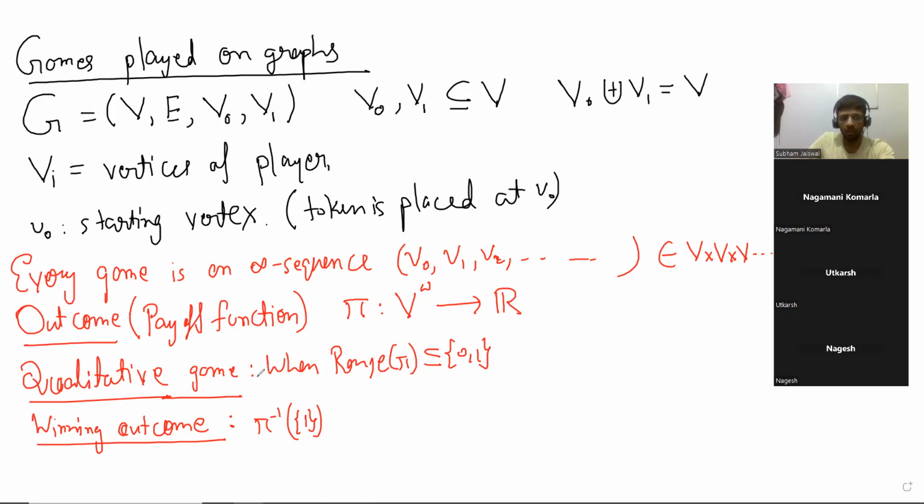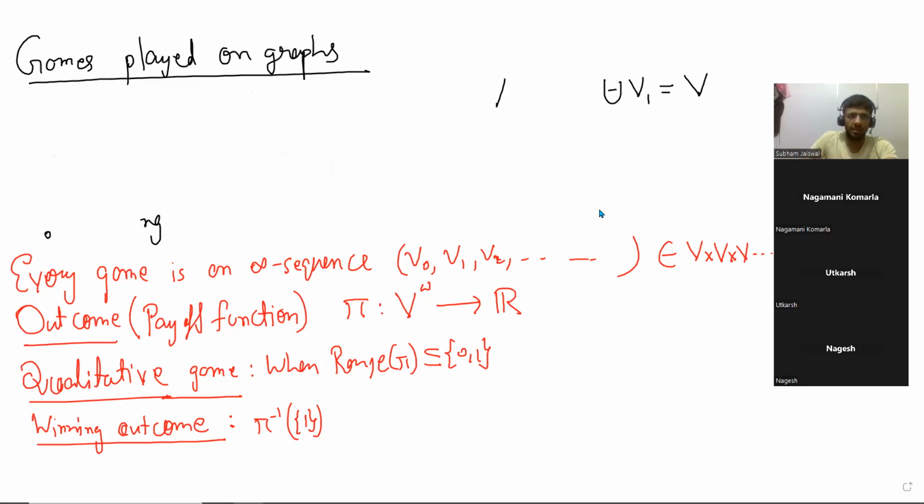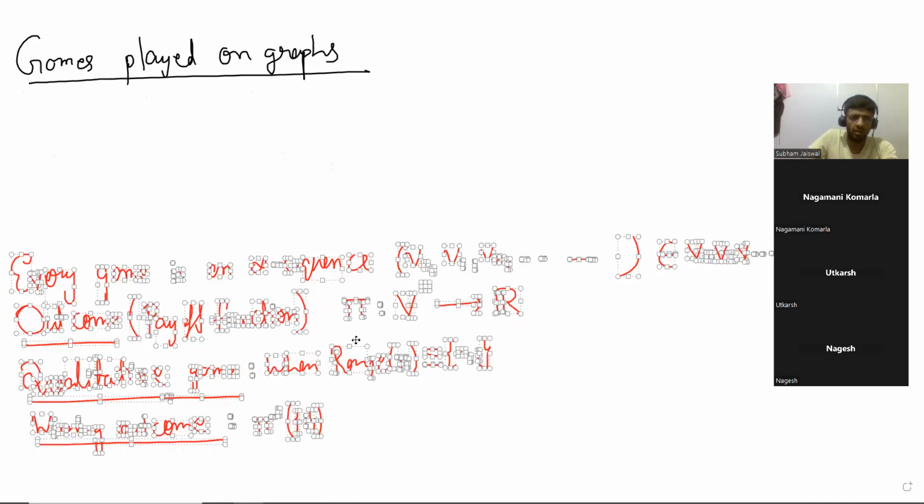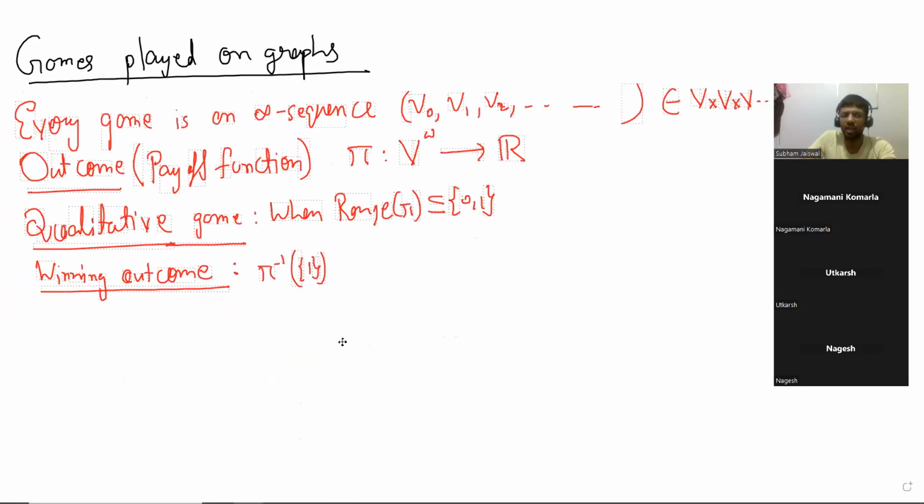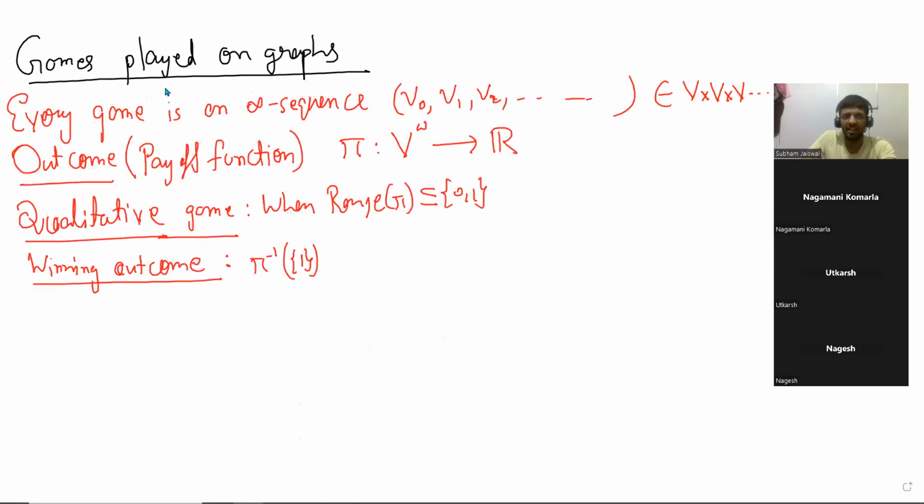Okay, so we have defined winning outcome. Now we need to define what is a strategy. Let's erase a few things. So we are just defining things and quickly getting comfortable with them. That is one of the key things when you're doing any kind of mathematics, especially when you have to answer questions: new things are defined, you get comfortable with them.